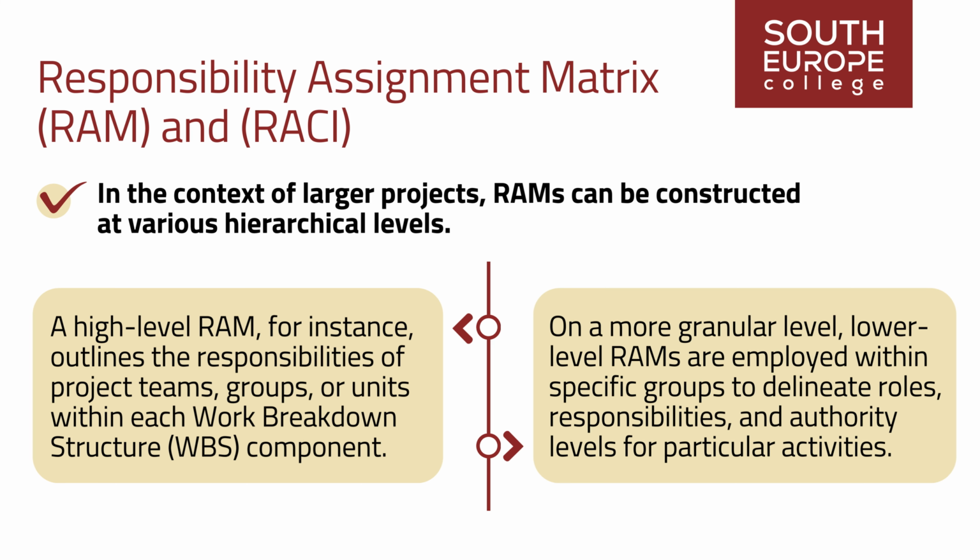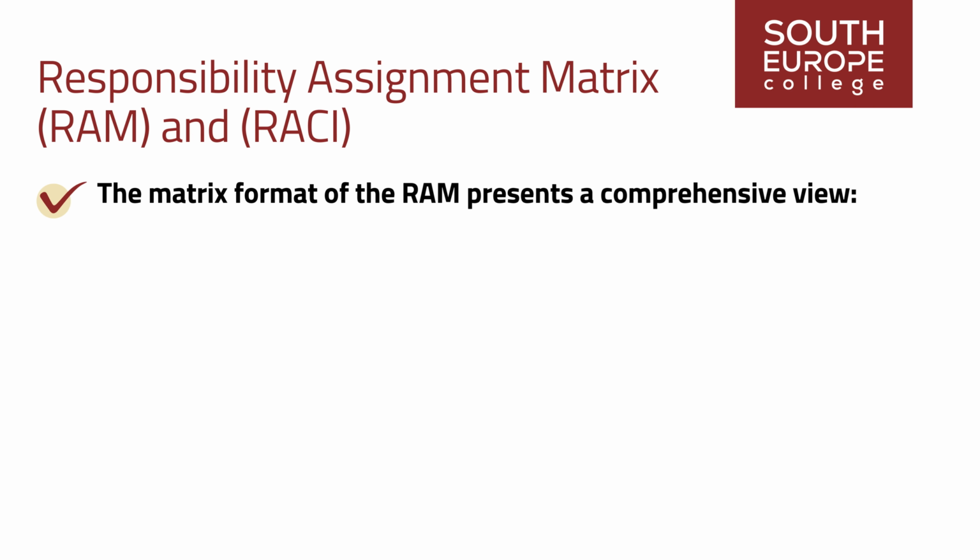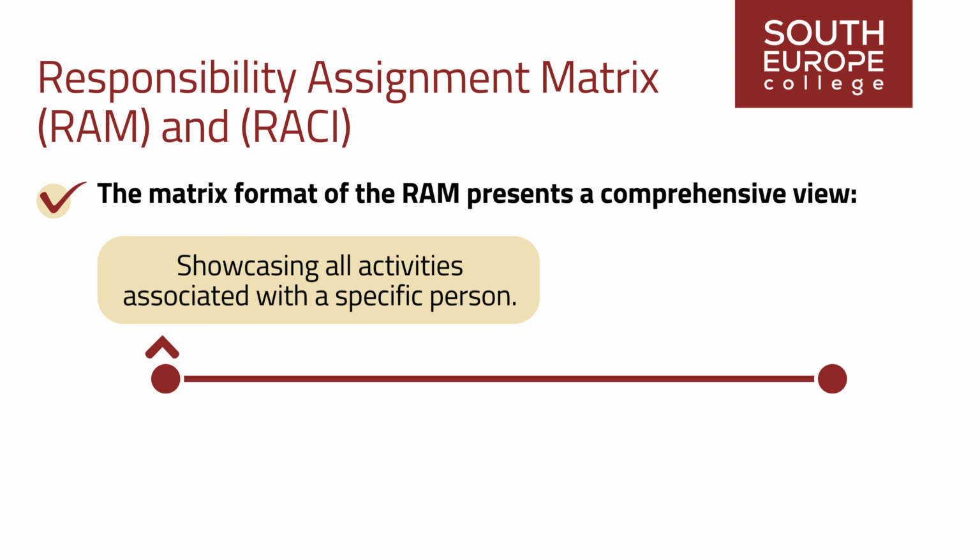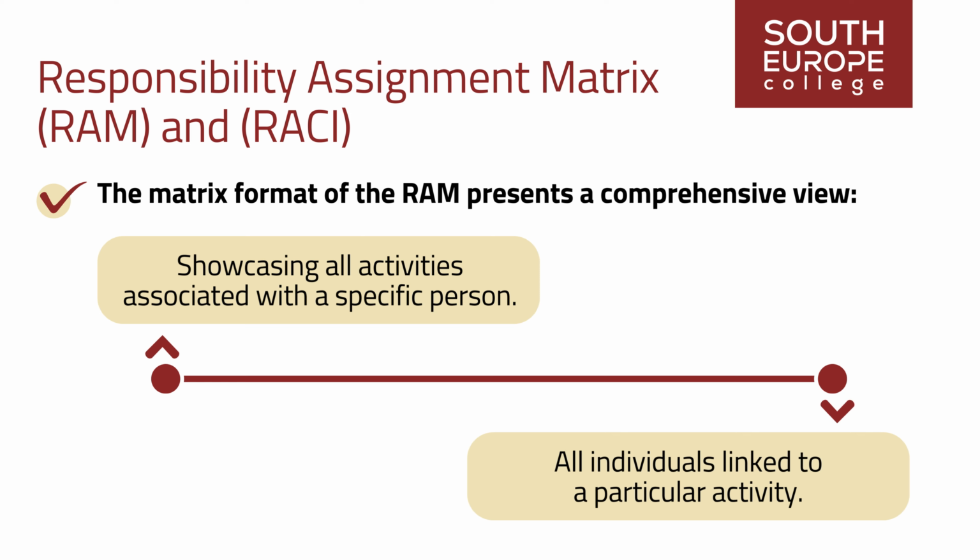On a more granular level, lower-level RAMs are employed within specific groups to delineate roles, responsibilities, and authority levels for particular activities. The matrix format of the RAM presents a comprehensive view showcasing all activities associated with a specific person and, conversely, all individuals linked to a particular activity. This structure ensures singular accountability for each task, mitigating confusion regarding ultimate responsibility or authority for the work.